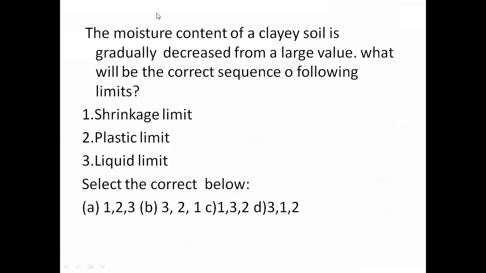See here, the moisture content of the clay soil is gradually decreased from a larger value. Then what will be the sequence of the limits? You know that when you draw the graph between the volume and the water content in terms of percentage, you will get a graph like this. This is how we get the graph.